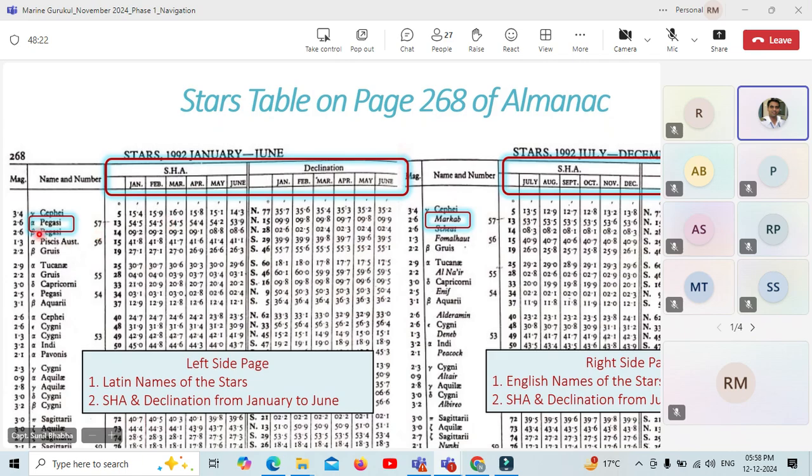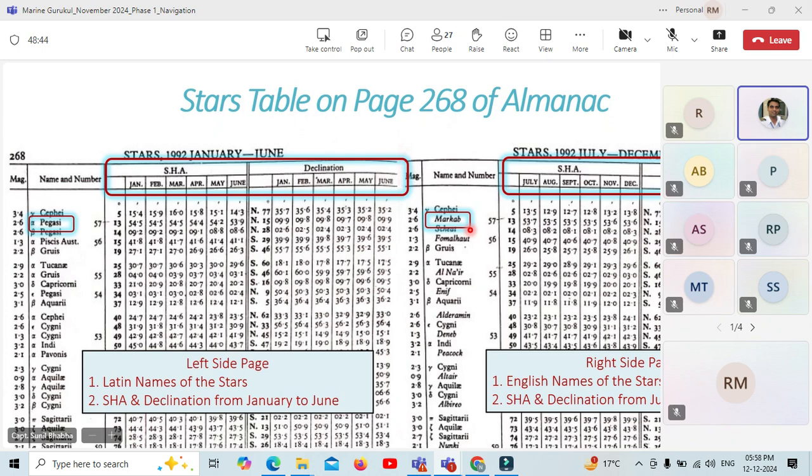So on the left hand side, Alpha Pegasi, and on the right hand side, Markab, represent the same star. Alpha Pegasi is its Latin name and Markab is its English name. Now, as far as our exams are concerned, we always use the English names of the star.